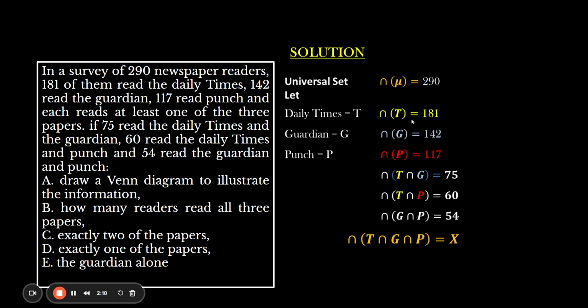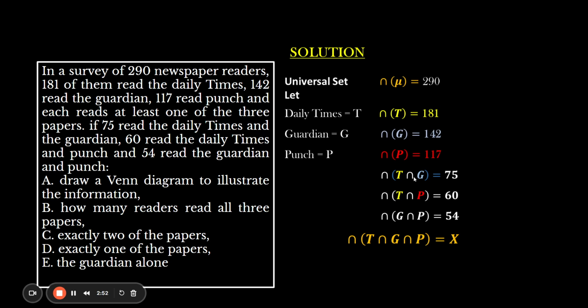So according to the question, we also have the number of those that read Daily Times as 181. You can see it with yellow color here, and we have those that read the Guardian. They are 142, and those that read Punch were 117. Then we have the intersection, those that read both, that's two newspapers. So we have Daily Times and Guardian 74, Daily Times and Punch 60, Guardian and Punch 54. Now, the question said that we should find how many read all three. We're not given that, so I tag that as X. All right, so let's jump right into drawing the Venn diagram.